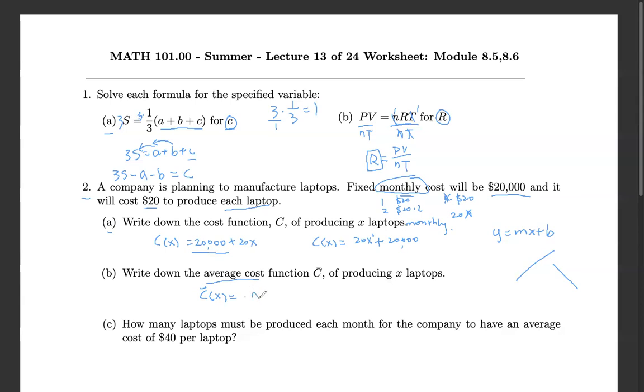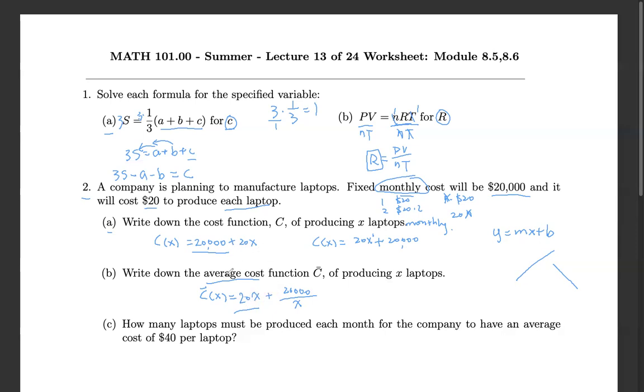X laptops, and the average cost will be, so we have this, let's write down 20X first, plus 20,000 divided by X. Let's see, what is this? This is 20X because each laptop costs $20. So X many laptops cost 20 times X.